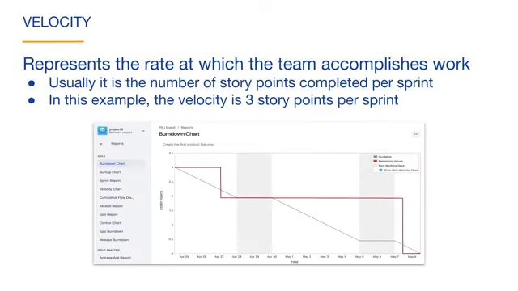Velocity represents the rate at which the team accomplishes work. Usually it is the number of story points completed per sprint. Some teams use an estimation statistic other than story points, so in that case velocity measures some other units completed per sprint. You can see the team's velocity of a single sprint by looking at the burn down chart. In this sprint, the team completed 3 story points, so its velocity is 3.